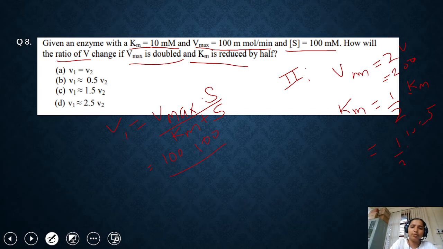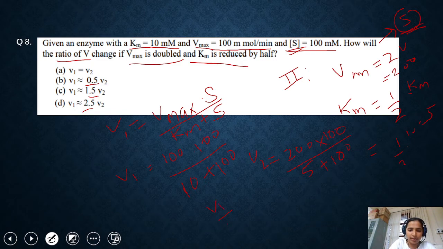Although you don't need to solve it properly, you only need to know the ratios. So what is Km? Km is 10 plus S. What is S given here? It is 100. This is for V1. And when you find V2, Vmax becomes double, that is 200 into S. They have not talked about S in the second case, so you will consider it the same as in the first case. Km has become half, so you can write it as 5 plus S, that is 100.